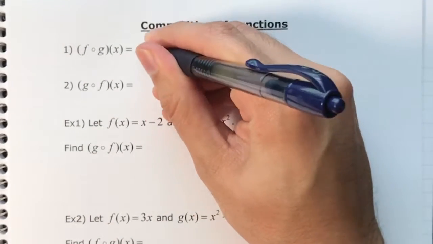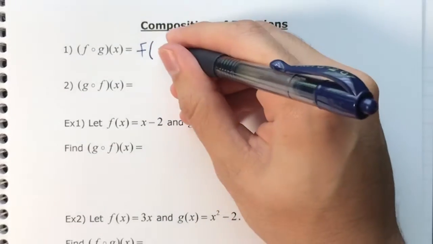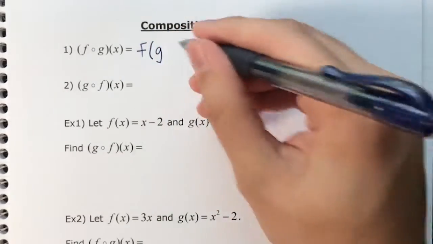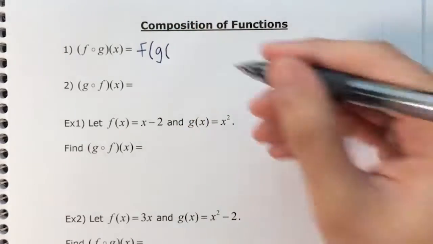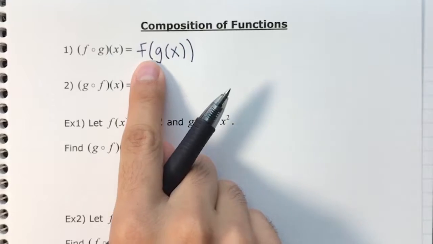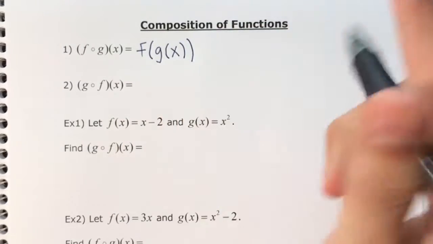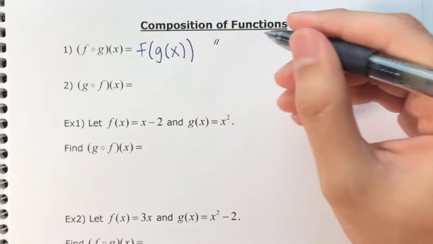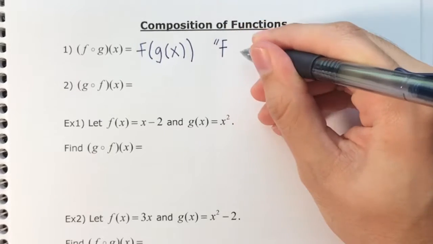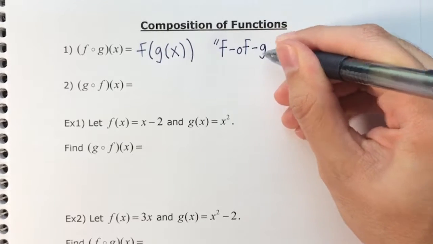Well, it means this: f of g of x. So every time you see a parentheses, say the word of. And again, what is this? This means f of g of x.